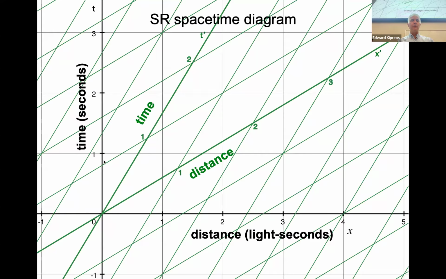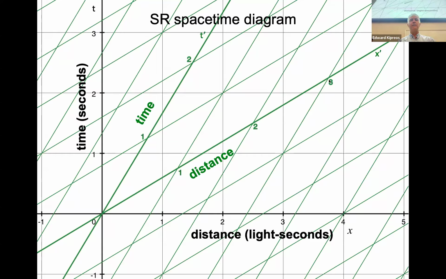And so the black is the stationary perspective, and the green is the moving perspective. And so here we see the x prime axis in the moving frame and the time axis, the t prime axis in the moving frame. Now the t prime axis is at an angle because these two frames are moving relative to each other. So that's all this angle means.